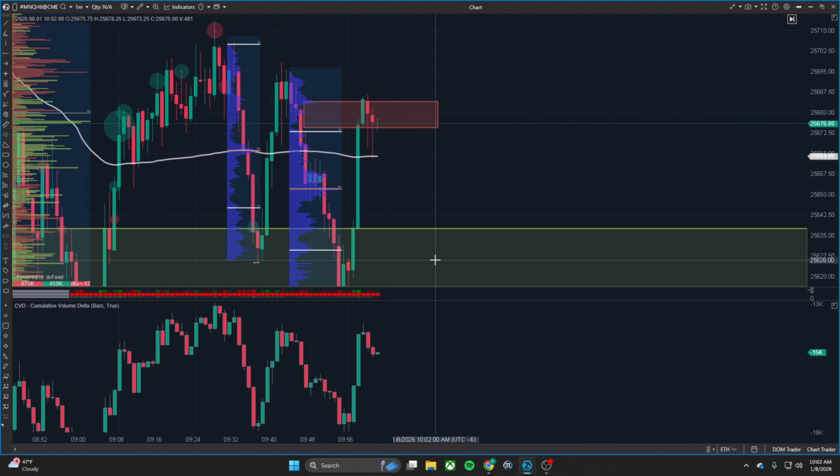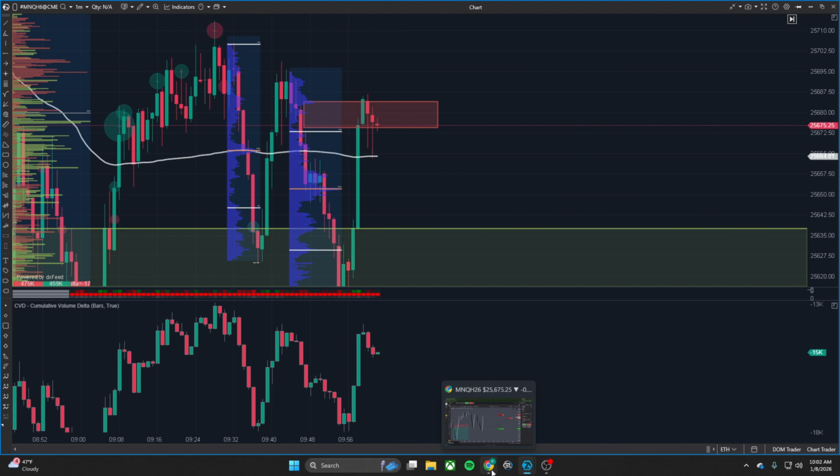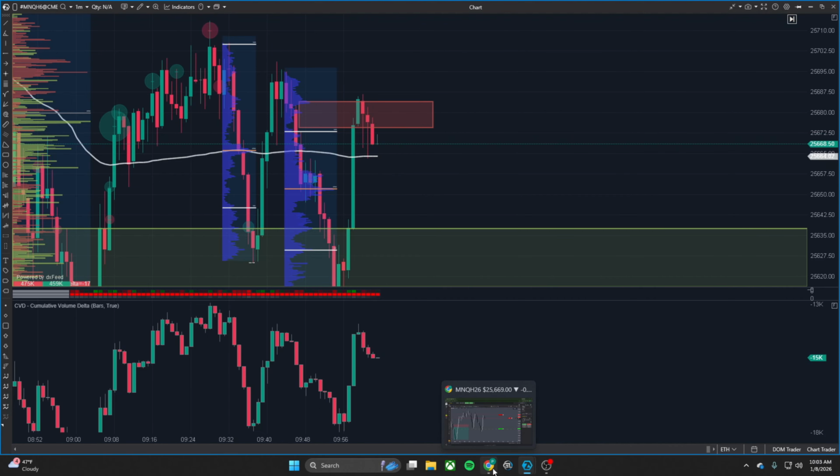We're getting absorbed here though. Easily tellable. Might just close. We're starting to get aggressive. Yeah, we're getting pretty aggressive here. But not a ton of follow through.